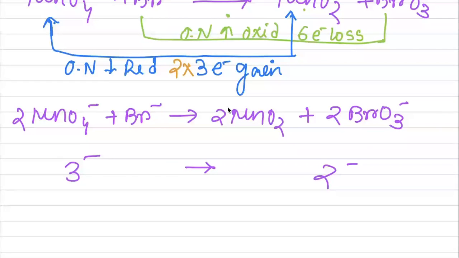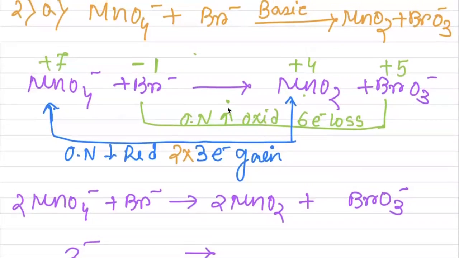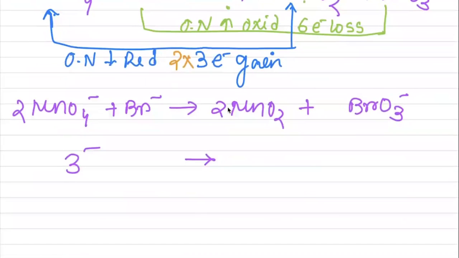Sorry, I made a mistake. We don't have to multiply it by 2, because we are multiplying MnO4 and MnO2. That will be the same. So here is 3 negative charge, and here will be 1 negative charge.